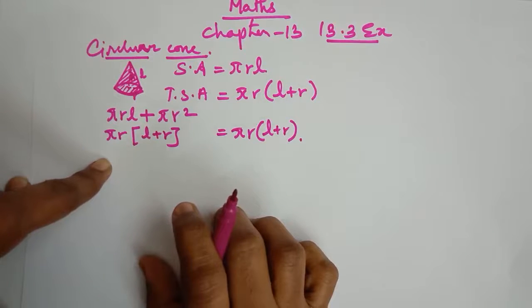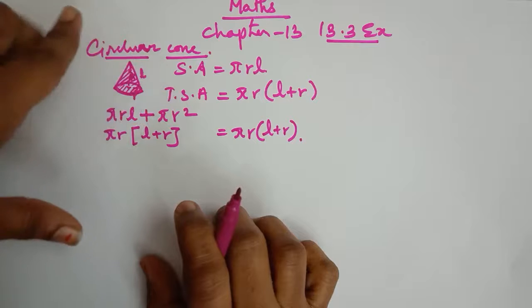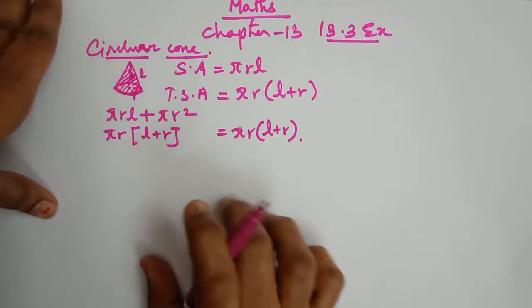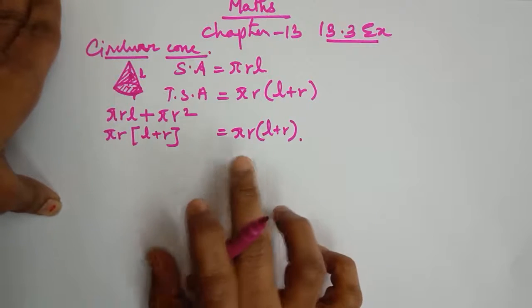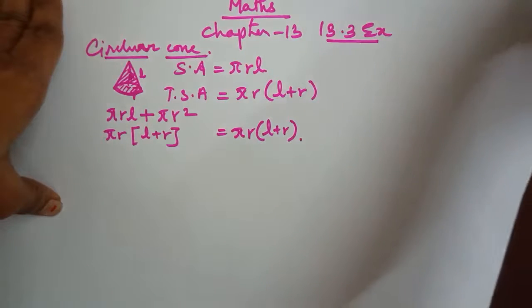So there are two important formulas. What is that? Surface area is equal to pi r L, and total surface area is equal to pi r of L plus r. Using these two formulas, we have to do the 13.3 exercise. This is a very easy exercise.